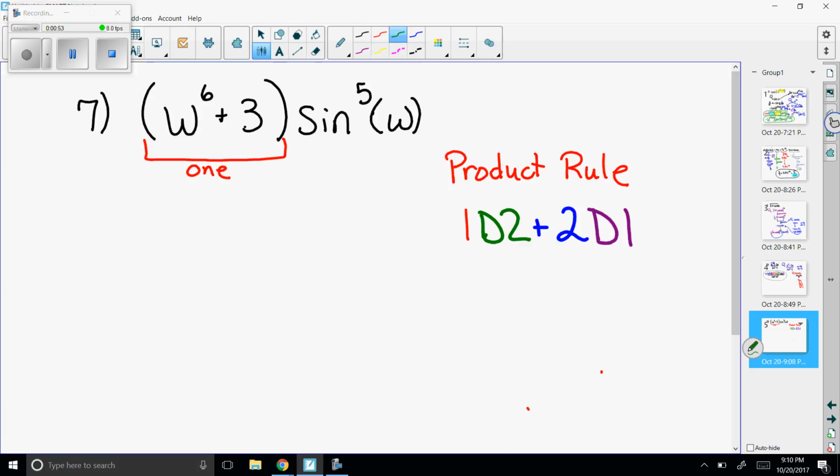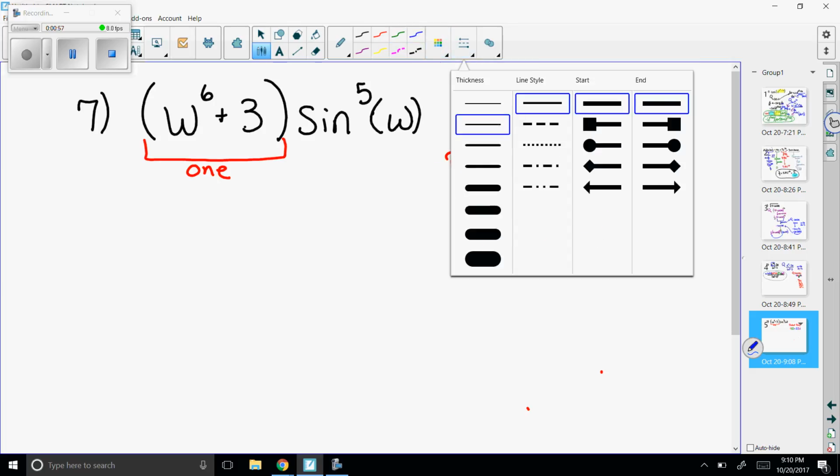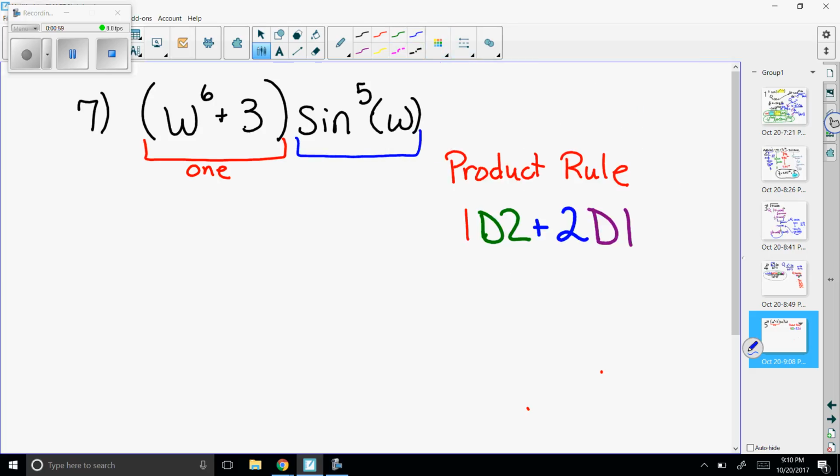And then I will look at 2 as being the second factor, which is sine w all raised to the 5th power, which they show as sine to the 5th w. So we look at those separately.